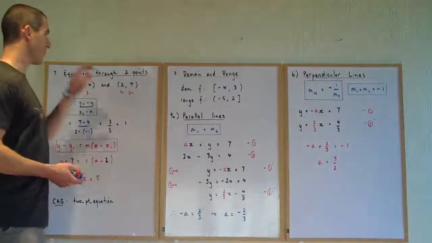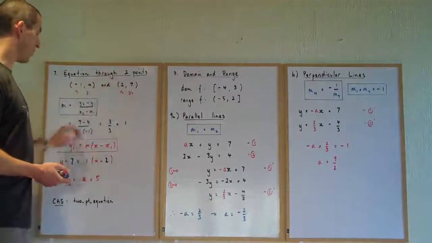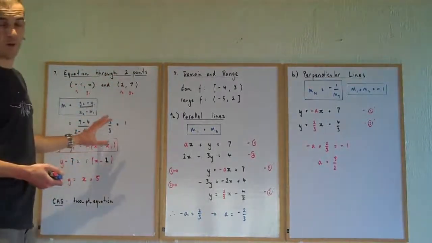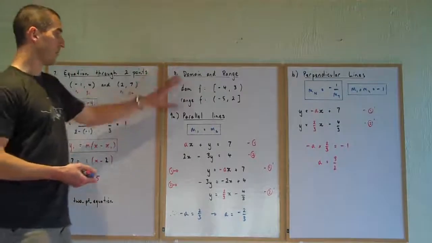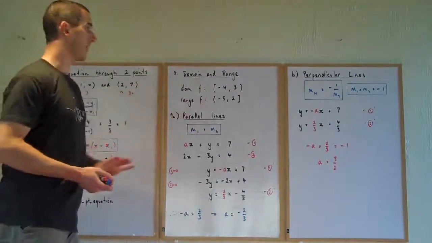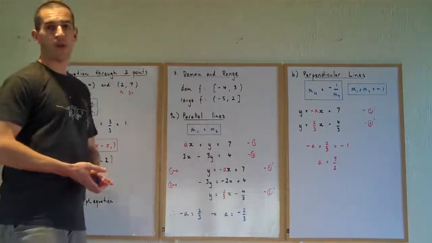So that covers content from equations of 2 points, gradient work, y minus y1 equals m(x minus x1), domain and range, parallel lines and perpendicular lines. Next up will be examples 10 through 14.